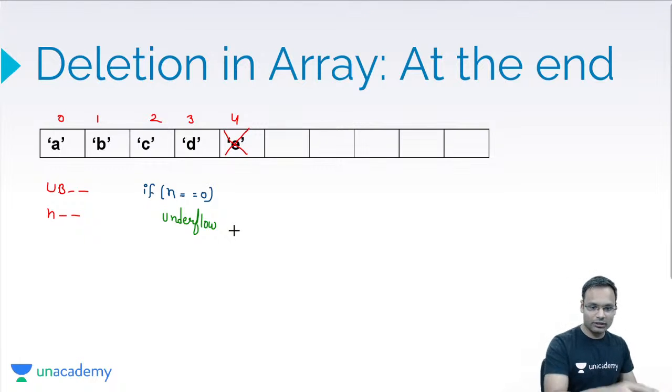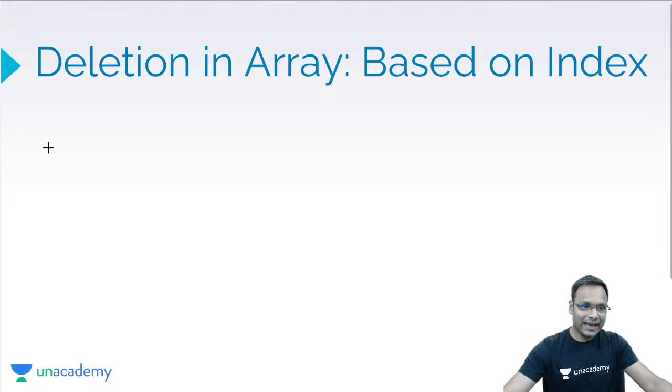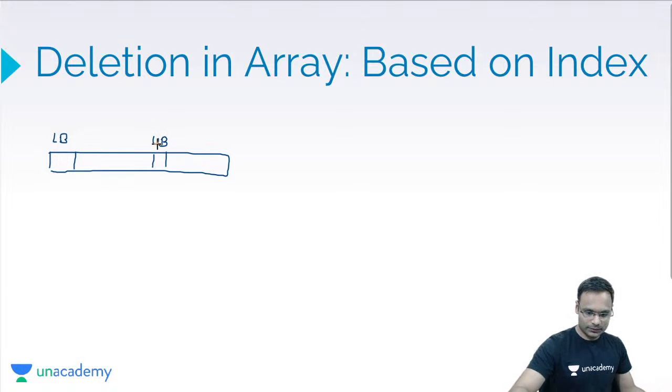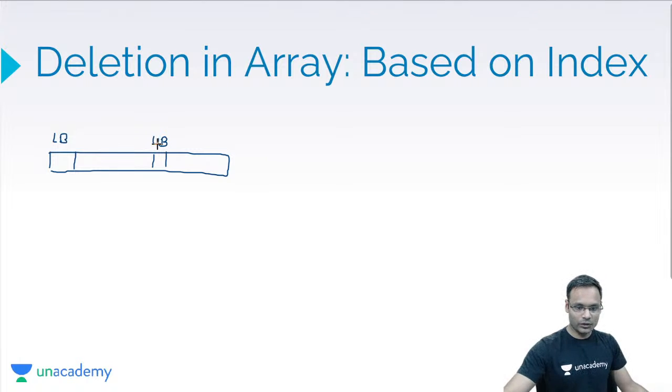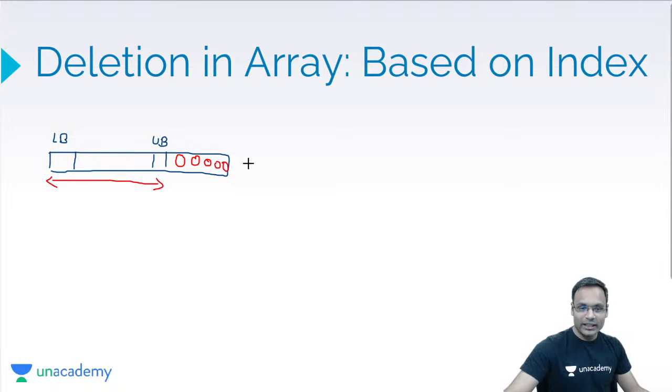Let's talk about the second one now, that is deletion based on the index. If suppose array is given from lower bound to some upper bound and deletion is asked, right? Deletion is asked, what element can you delete? Can you delete element here present on upper bound plus 1 or this one or this one or this one, this one? No. Why? अरे यार, एलिमेंट तो यहीं से यहीं तक प्रेजेंट है, इसको थोड़ी डिलीट कर देंगे.